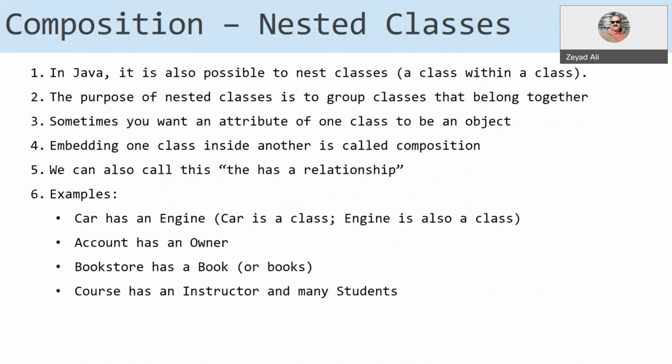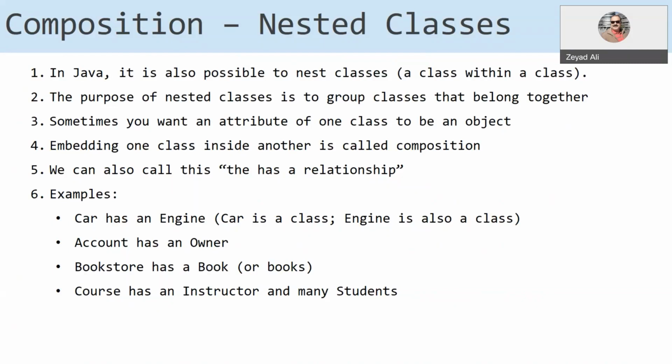So maybe you did write so many classes, but so far you have only attributes like primitive data types or strings, maybe arrays, but all are of either strings or primitive data types. Nesting classes or composition, the purpose is to group classes together. Those classes usually belong to each other. Sometimes you want an attribute of one class to be an object.